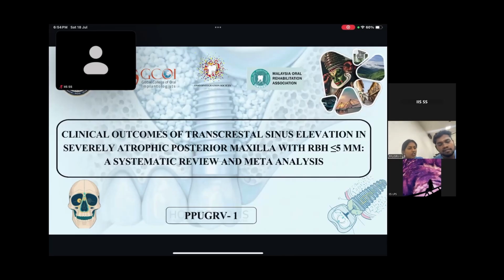The textbook teaching told me that if the residual bone height is less than 5 mm, just go for a lateral window. That is the traditional answer. But when I went digging into the literature to justify the plan, I couldn't find one clear and consolidated evidence-based answer on whether the transcrestal, minimally invasive route could work even in the severely atrophic range. That question became this systematic review and meta-analysis. Let me walk you through what we found.